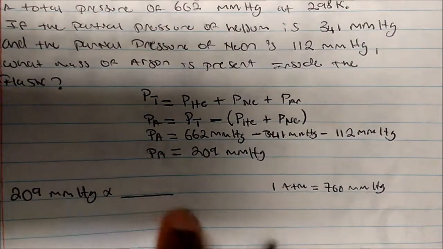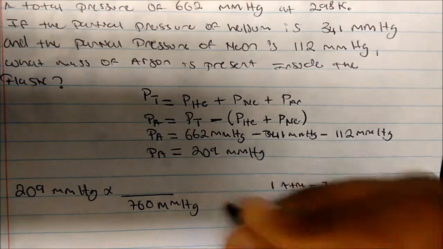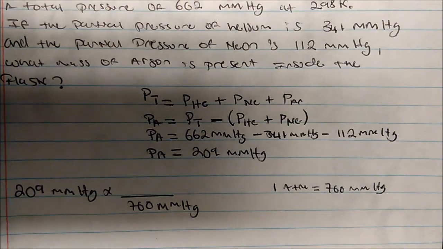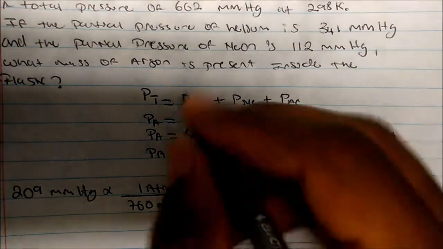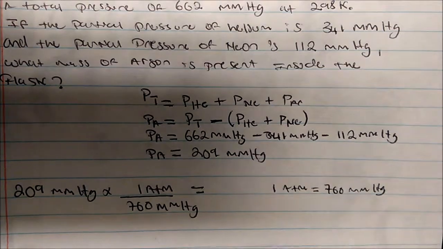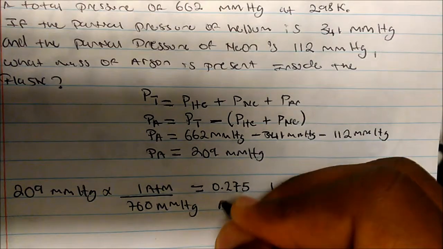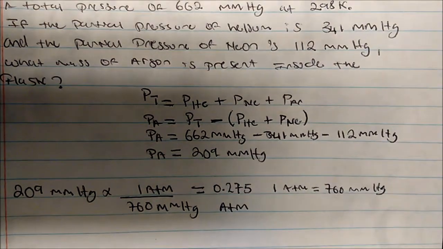Okay, so if I want to go to atm, my millimeters of mercury has to be on the bottom, because those will cancel out being divided. Okay, and then for 1 atm, my atm will be on the top. Notice that these will cancel out to give me only atm, and so when I divide those two, I should get approximately 0.275 atm. So this is the pressure.